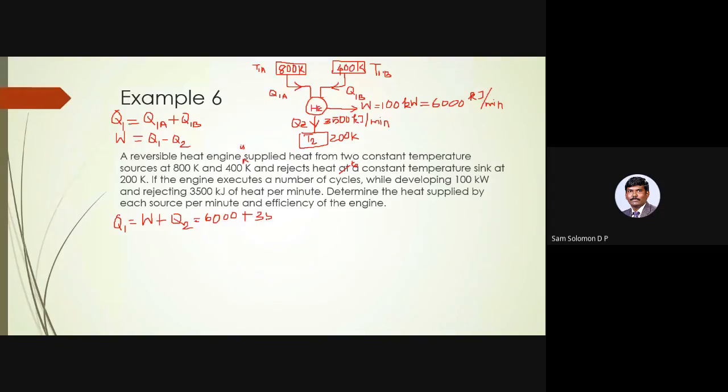But this is not what they are asking. They are asking us to find Q1A and Q1B individually. So this is 9,500 kilojoule per minute. This is your common heat supply. Now let's see what can be done.